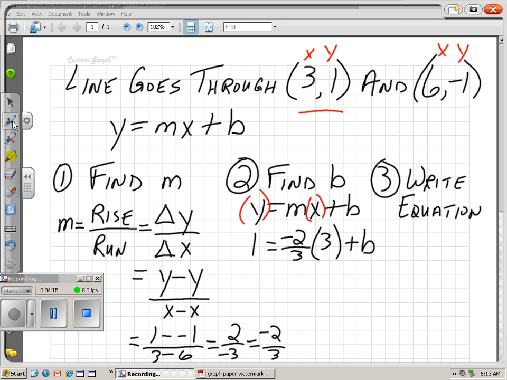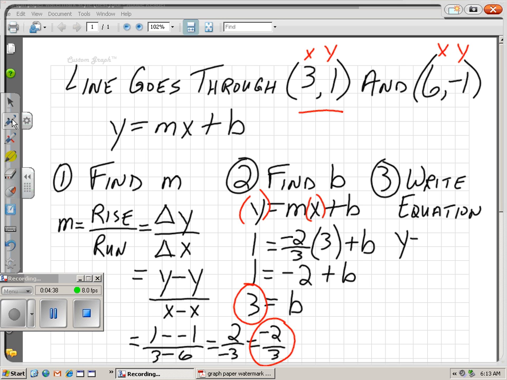And now just do the math. 1 equals negative 2 plus b. So b, when we add 2 to both sides, b should be 3. Alright, so look what we have now. Step 1, we found our slope. Step 2, we found our b. And now all we do is just start all over and write our equation.